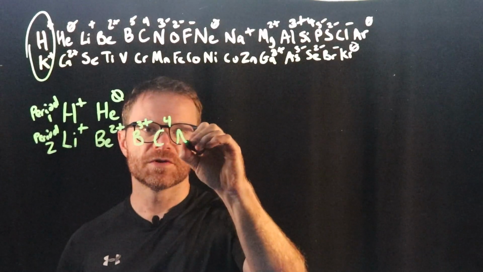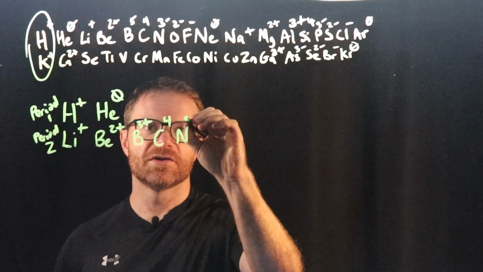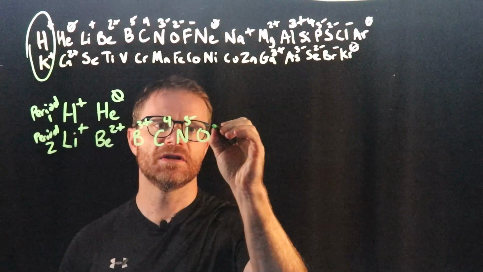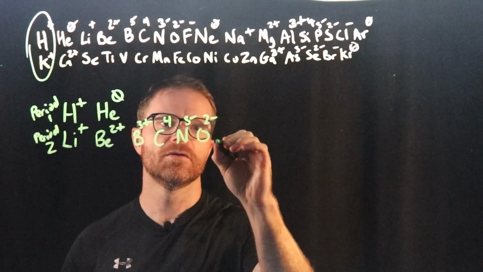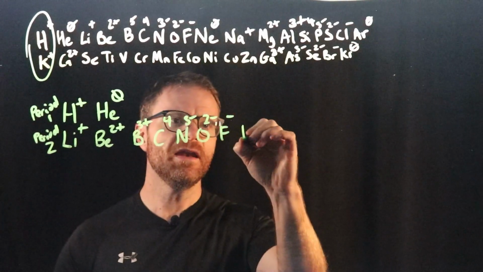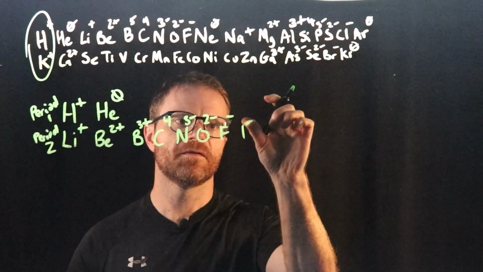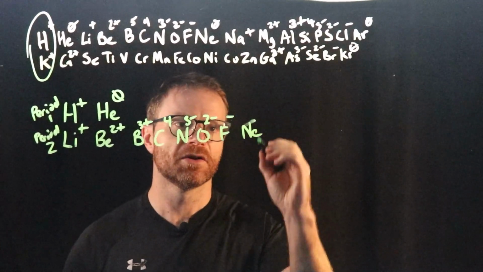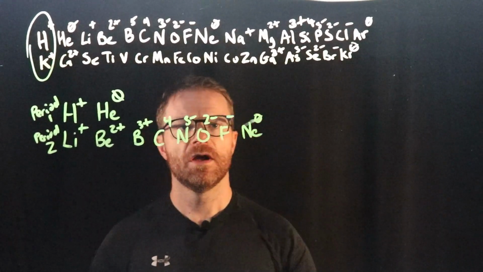Then we've got nitrogen, which forms an anion with a charge of -3. Oxygen, anion, charge -2. Fluorine, anion with a charge of -1. And then neon, which doesn't form any bonds at all. It's totally stable all by itself.